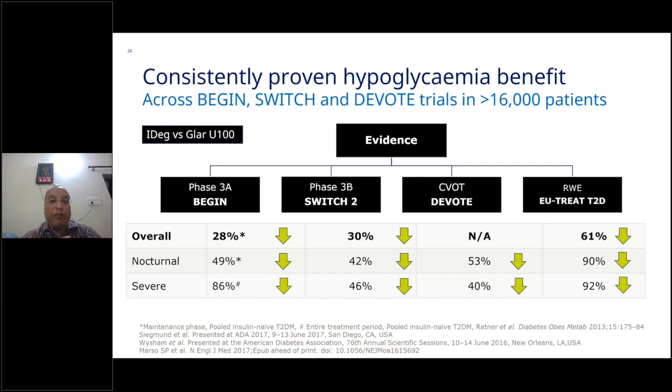Now, if we look at some of the evidence, these are evidences generated in the phase 3 and phase 3b clinical development program of degludec, that is the BEGIN development program and the SWITCH clinical trials. Then we have a dedicated CV outcome study with degludec, that is the DEVOTE study, and then real world data, which is the EU TREAT type 2 diabetes study. As you see in this slide clearly, overall nocturnal as well as severe hypoglycemia are significantly less with degludec as compared to glargine U100.